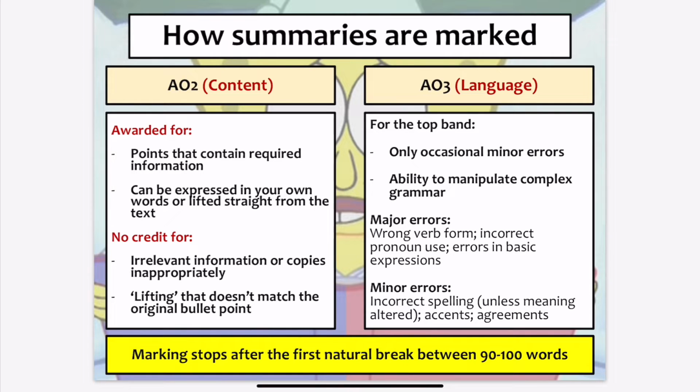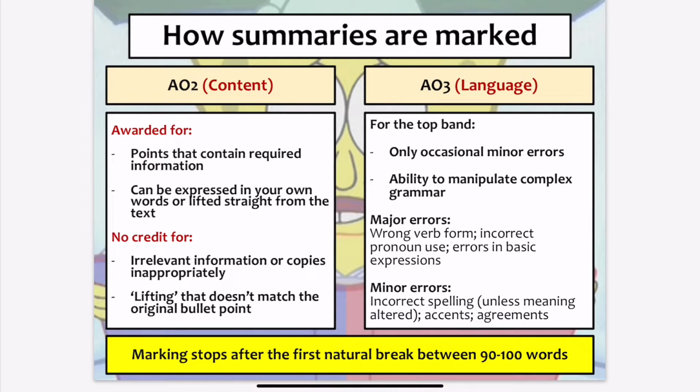The summaries are marked on 2 assessment objectives. You've got AO2, which is your content, and you've got AO3, which is your language. And those 2 marks are tallied up, and that gives you the mark for question 7. Some key bits to be aware of. So for the content mark, you're rewarded marks for points that contain the required information. So what you'll have in the mark scheme is a list of key items of information that you've got to include in your answer, and if it includes that, then you get awarded credit for that.